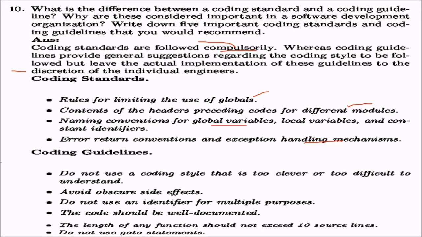While in coding guidelines, they say do not use a complex or clever coding style that is too difficult to understand. Any obscure side effect needs to be avoided. Do not use an identifier for multiple purposes; you cannot say that you are saving space. The code should be well documented, the length of any function should not exceed 10 source lines, and do not use goto statements. These are coding guidelines.